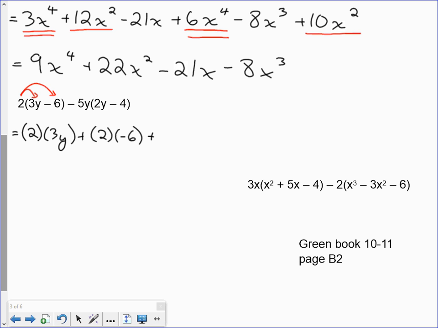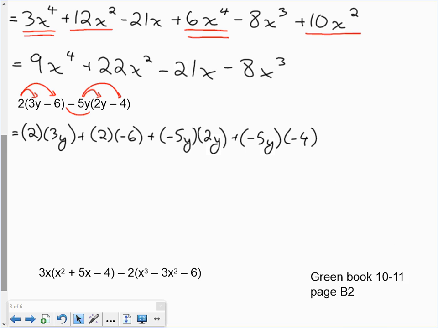So plus, let's see, what do we have for our next one? We have negative 5y times 2y. So negative 5y times 2y. And then negative 5y times negative 4. Need that plus sign in between. Negative 5y times the negative 4. Let's move this out of the way.